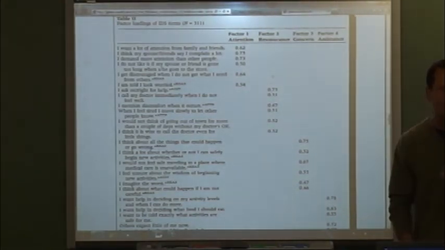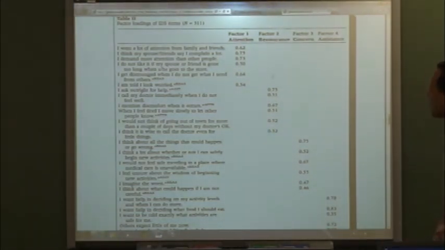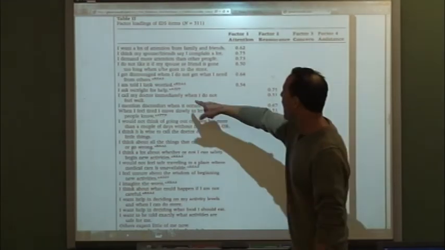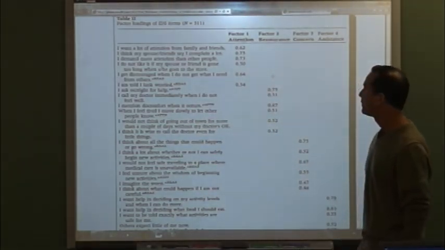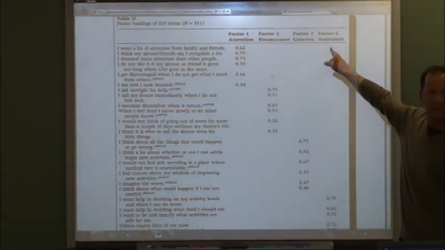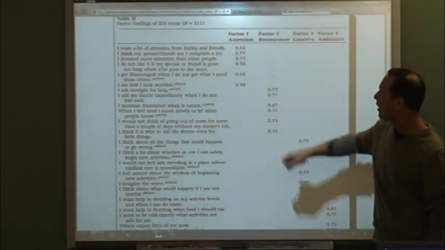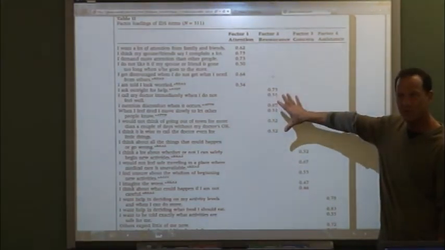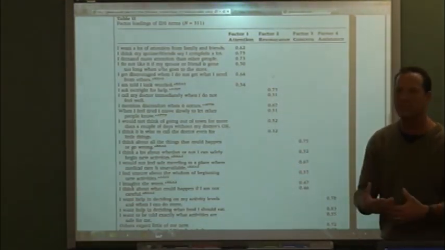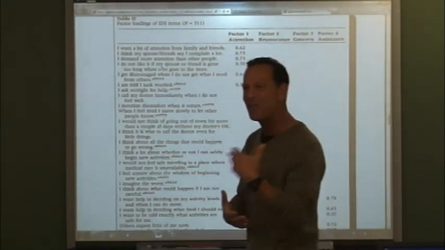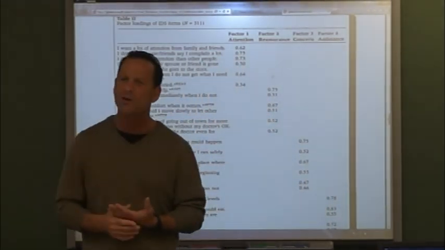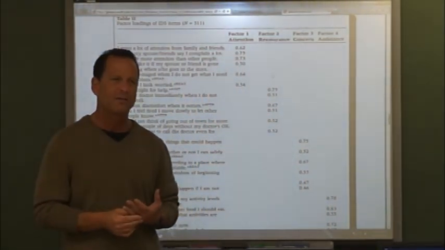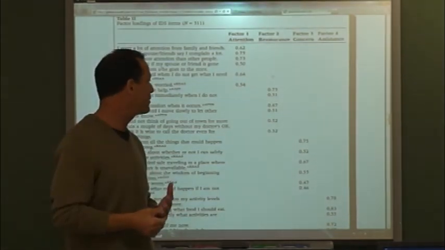Now, sometimes after you get a solution, it's easy to see why, because, right? Let's look at another item that did not. I asked outright for help. Doesn't that seem like assistance? But it loaded very high on reassurance. And these are the factor loadings. They're kind of like correlations of the construct. So say that to yourself. Sometimes when I'm not sure about an item, I'll say it to myself, I ask outright for help. Does that seem more assistance or reassurance?